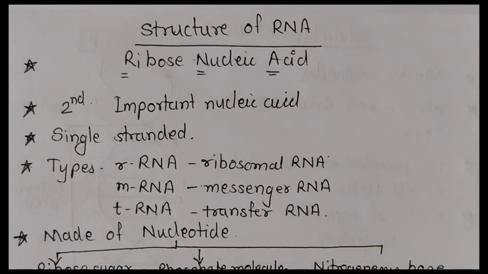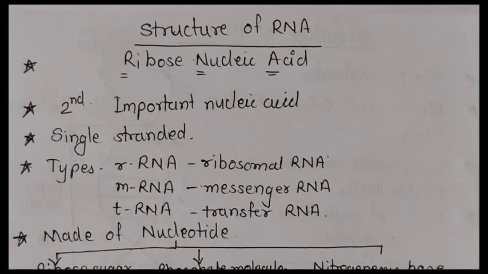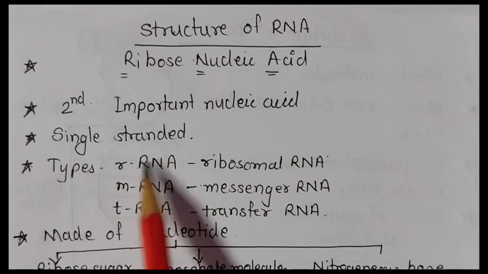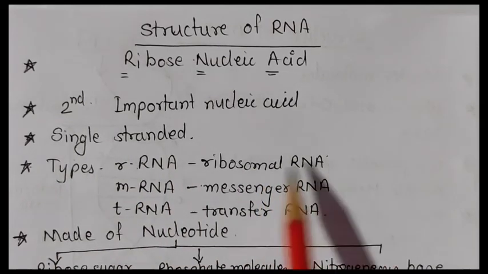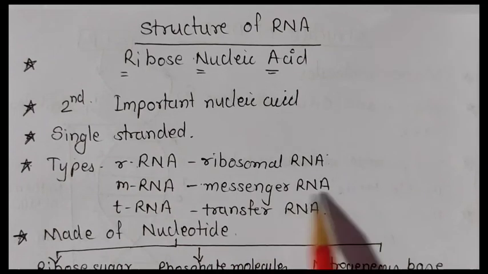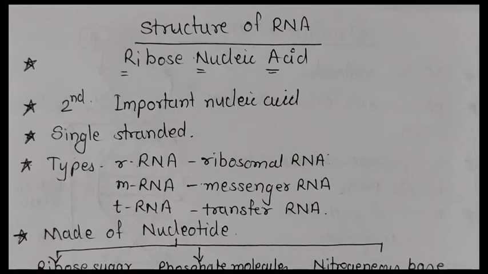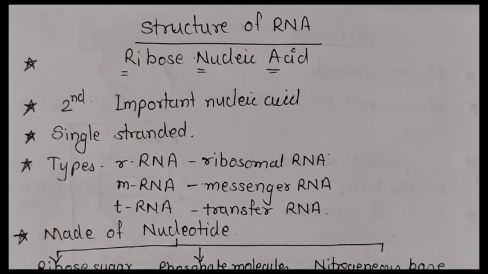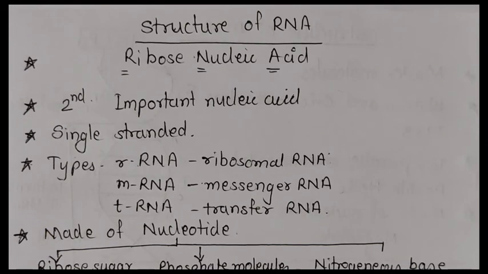This RNA is made up of three types. Here rRNA, mRNA and tRNA. rRNA means ribosomal RNA, mRNA messenger RNA, tRNA means transfer RNA. Like these three types of RNAs you will get. There are no types in DNA. So that is a difference. Means DNA is of single type, RNA is of three types. DNA is made up of double strand, RNA is made up of single strand. This difference you have to keep in your mind.